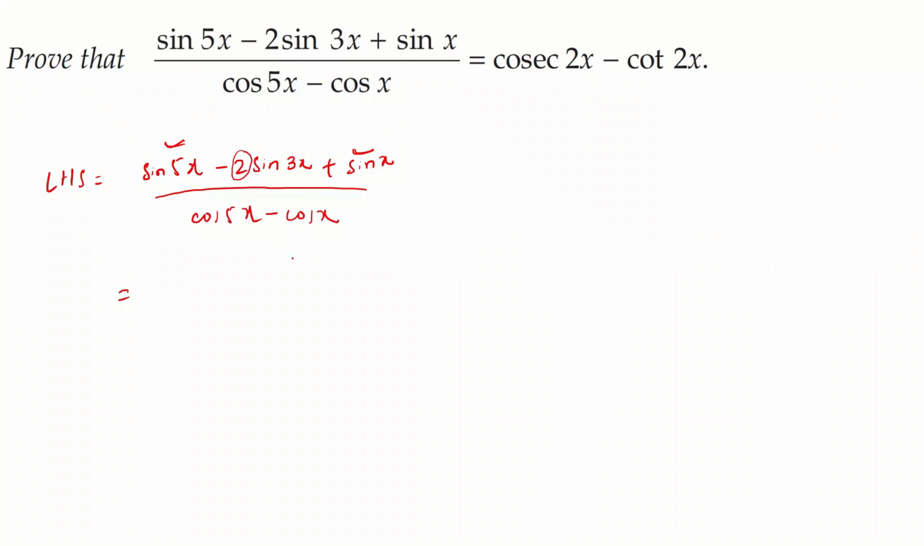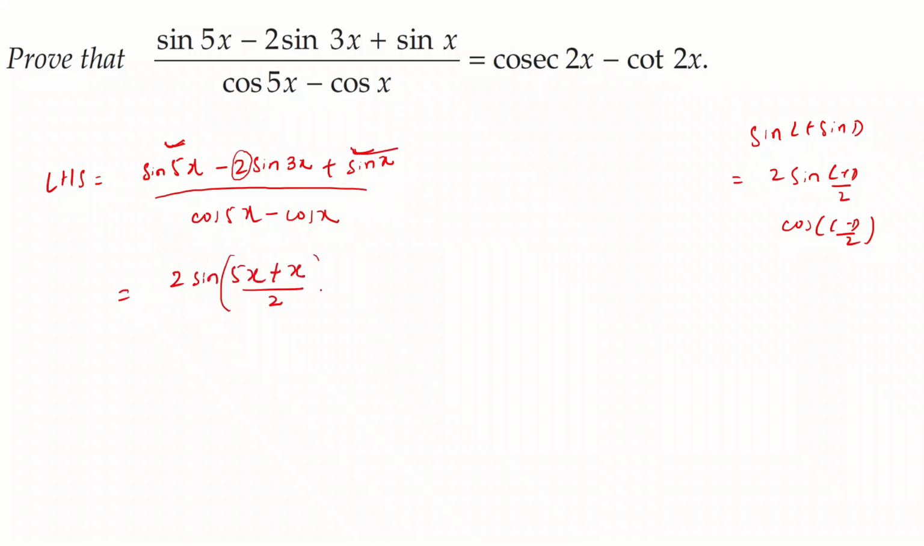So sine c plus sine d is 2 sine (c plus d)/2 cos (c minus d)/2. This is the formula. Okay, so sine 5x plus sine x is 2 sine (c plus d)/2 cos (c minus d)/2, and then you keep this minus 2 sine 3x as it is, don't touch it.